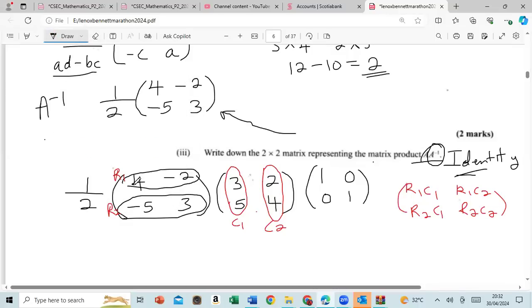So 4 times 3, that's 12. Negative 2 times 5, negative 10. So it's row by column. You're done with row 1, column 1, so you move on to the next one, which is row 1, column 2. This is column 2: 2 and 4. So 4 times 2, that's positive 8. Negative 2 times 4, minus 8.